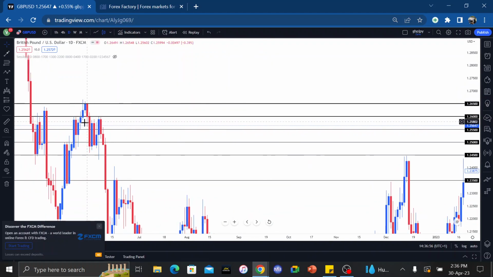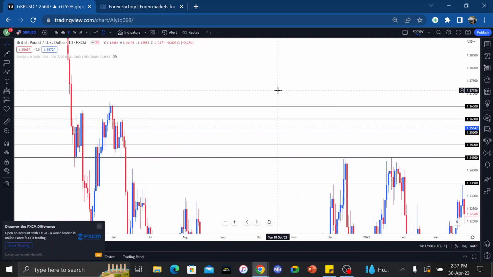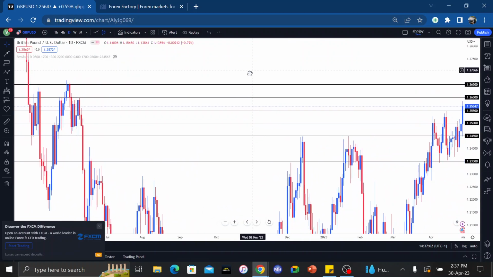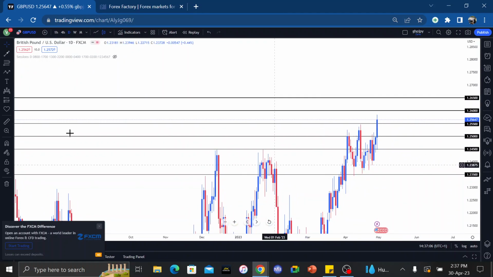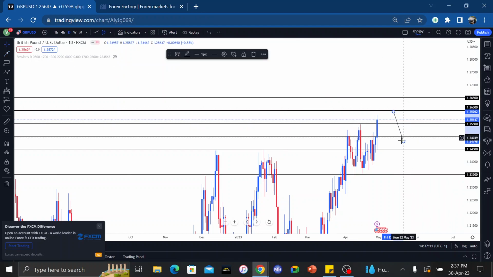So these two levels are areas we should be looking out for a possible reversal or a pullback that might cause maybe 50, 100, 150 pips to the downside, maybe somewhere here, then push to the upside. I'm sorry guys, my mouse is a bit lagging.